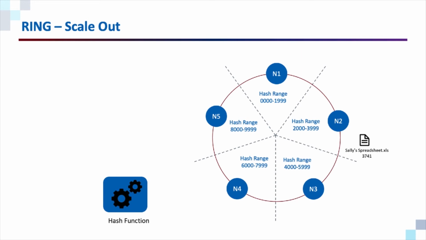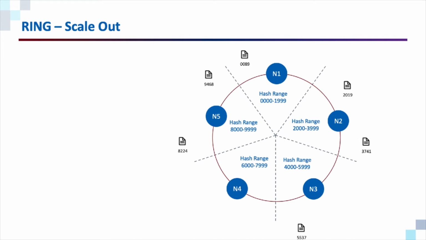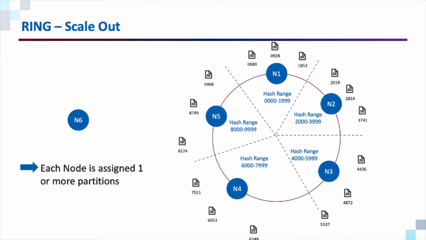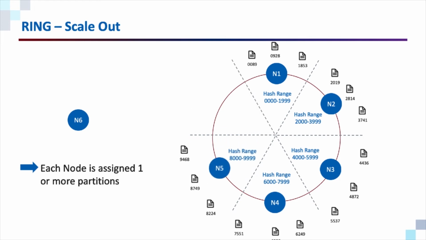So let's see how this works in modern scale-out storage systems. Remember Sally's spreadsheet? It's sitting over there on node 2, and over time, you're going to fill up your storage system. You're either going to run out of capacity or you're going to run out of compute resources. So we need to scale out. We want to add a node 6 in this case. But remember this rule, each node is assigned one or more partitions. But there is no partition for node 6, so what we have to do is repartition the ring so we can add a partition. And now, node 6 can be responsible for the new partition.